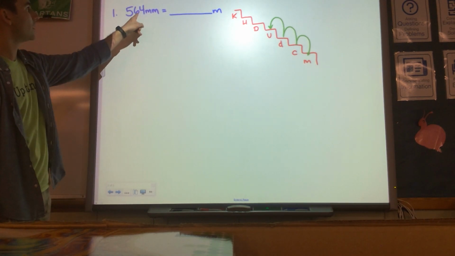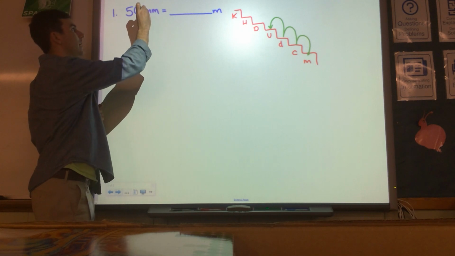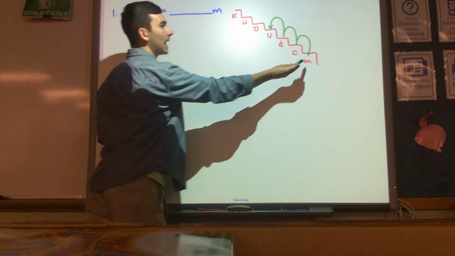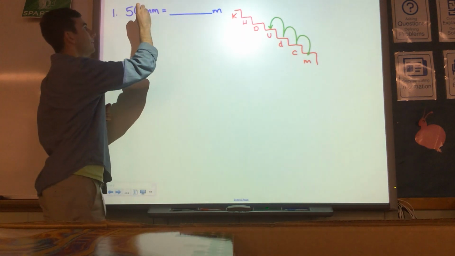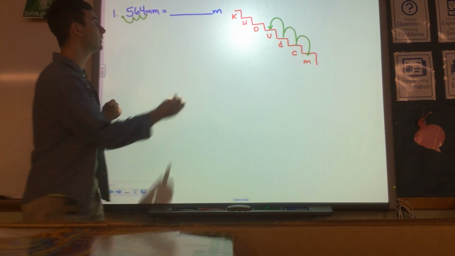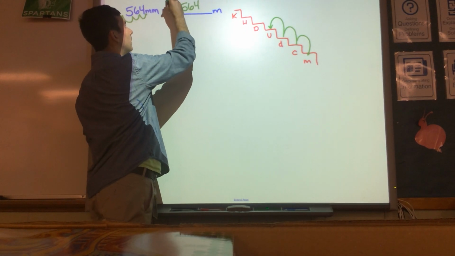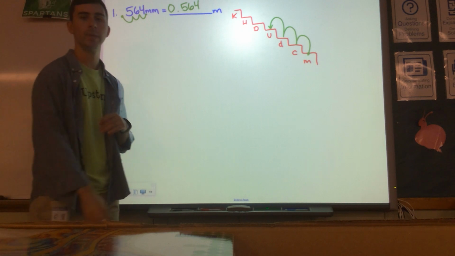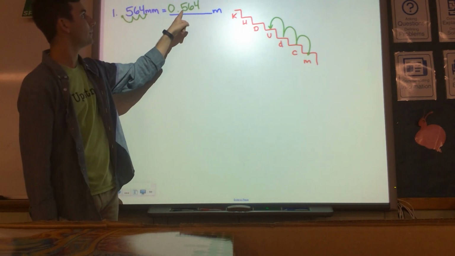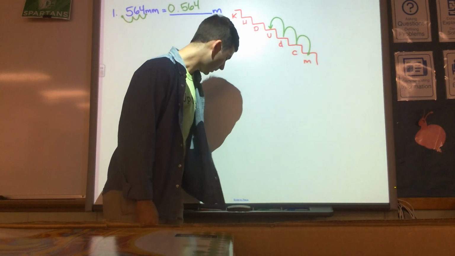So I'm going to take this decimal point that's on this 564, which if it's a whole number is right at the end. I'm going to make it jump 3 times, 1, 2, 3 to my left. My new decimal point will be right in the beginning. So 564 millimeters is equal to 0.564 meters. We're going to try 2 more.